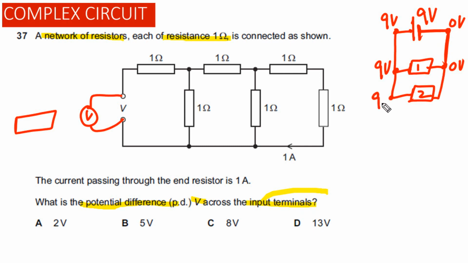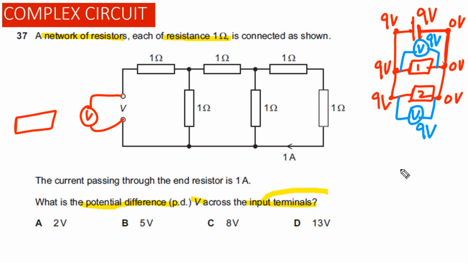And potential at this point again will be equal to 9 volts, and at this point will be equal to 0 volt. Now if we attach a voltmeter across this one, the reading on this voltmeter is equal to 9 volts, meaning the potential difference across this resistor is equal to 9 volts. And the same is true for the second resistor. The reading on this voltmeter also will be equal to 9 volts.